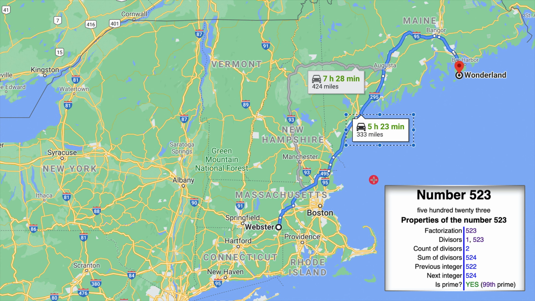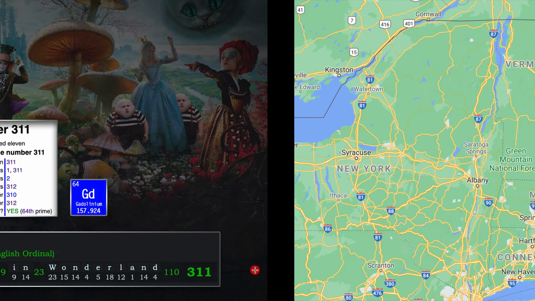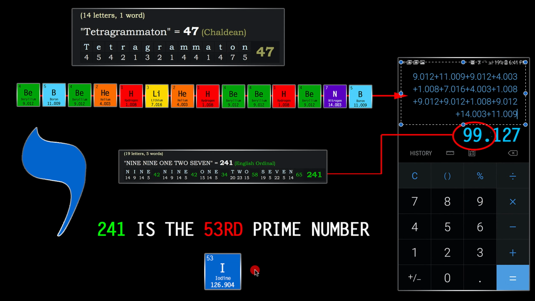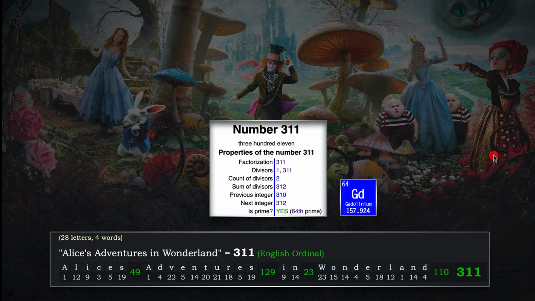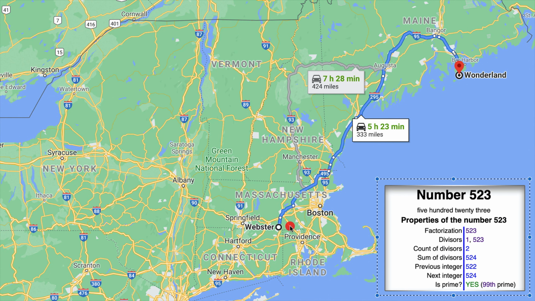So, of course, I'm going to go to numberempire.com and look it up. And look at what it is. It's the 99th prime number. And 99, folks, is tied to the Tetragrammaton. Because the Tetragrammaton, which is the box that we live in, which is Wonderland, its alchemology is 99. And here I am doing a presentation, and I just so happen to be in my hometown. I haven't been back here in a very long time, and there's a Wonderland 5 hours and 23 minutes away from me, and it's the 99th prime number. What are the odds, folks?